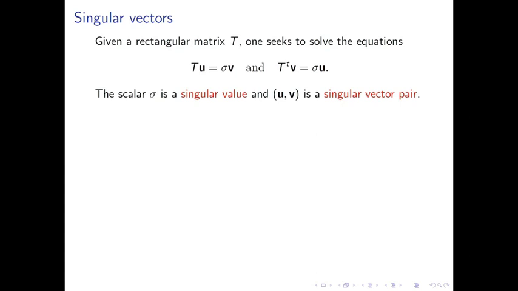Now u and v, these two vectors, are called the left and right singular vector of the rectangular matrix T, and sigma, or rather its square, is the corresponding singular value. So I'm going to refer to this pair of vectors u, v as a singular vector pair, and the square of sigma as the corresponding singular value. Let's recast this in terms of fixed points of a gradient map.